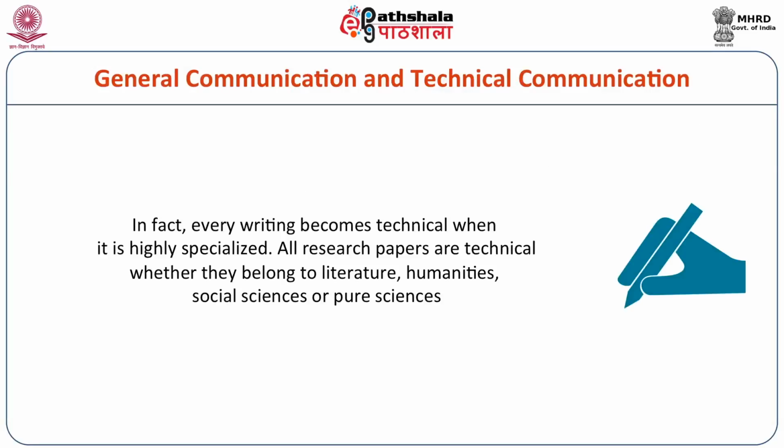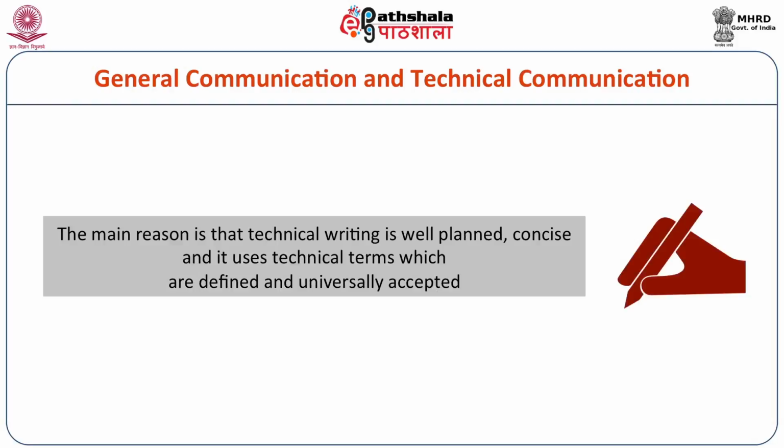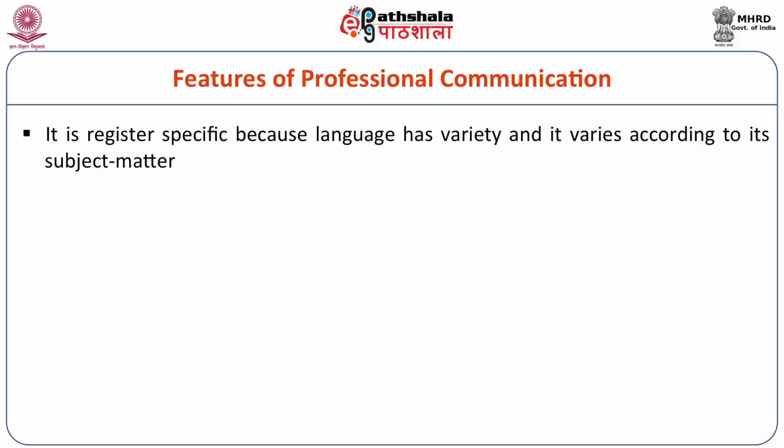In fact, every writing becomes technical when it is highly specialized. All research papers are technical whether they belong to literature, humanities, social sciences, or sciences. The main reason is that technical writing is well planned, concise, and it uses technical terms which are defined and universally accepted also. It is register specific because language has variety and it varies according to the subject matter.